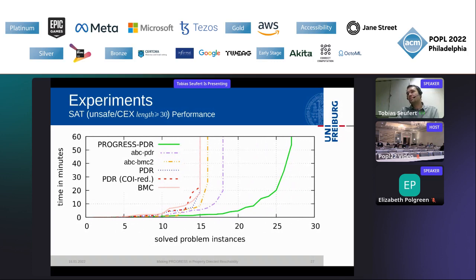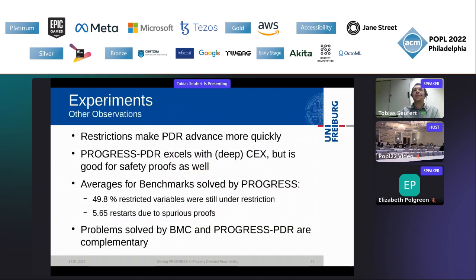We consider counterexamples as deep when their length is greater or equal to 30. We had some other observations when we ran our experiments. As expected, restrictions make PDR advance more quickly and more deeply into the design. We also saw that progress PDR really excels with especially deep counterexamples, but it's also good for safety proofs, which came a bit as a surprise.